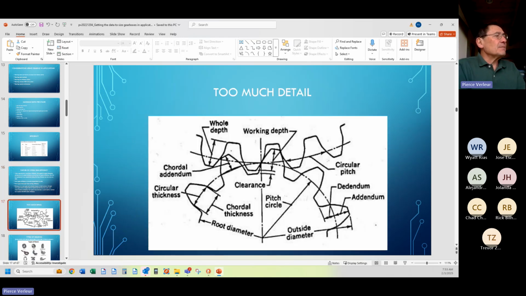Now, we talk about gear teeth, and this is too much detail, but this is a diagram of what mechanical engineers understand as an involute shape of a gear. There are some gear teeth that are round, cycloids. Involute is by far the dominant shape of gear teeth.